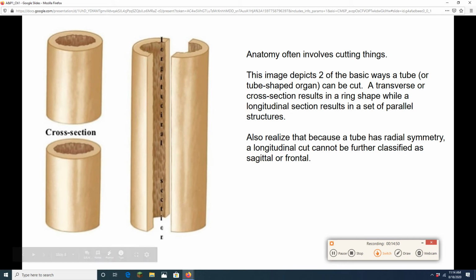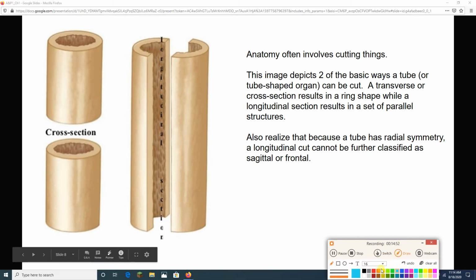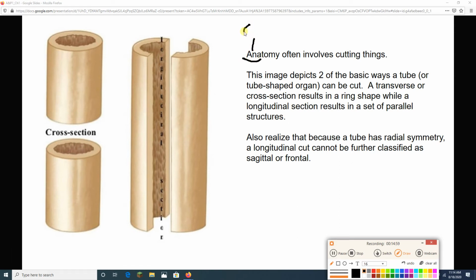The word anatomy, by the way, literally means to cut apart. The ana part means apart, and the tomi part means cut. So anatomy literally, and practically involves cutting things.